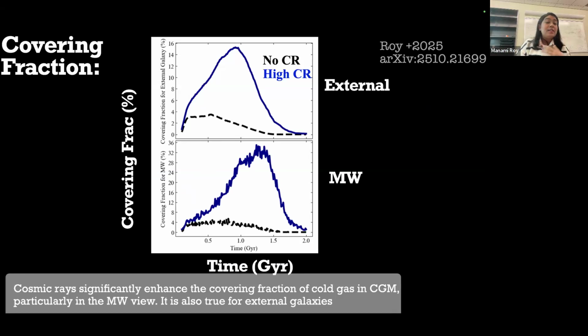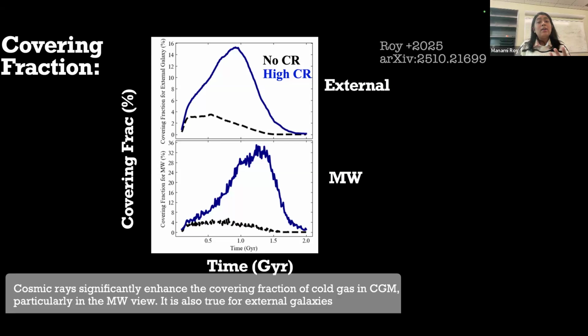Now, observers actually love to look at different properties. One of the properties people are interested in is the covering fraction. And for our Milky Way, looking at the high velocity clouds, people know that the covering fraction of the cold gas is extremely high in the Milky Way, which is like 90% or more than 90%. And people don't know how to create so much cold gas in the CGM. One of the ways you can do it, of course, is through satellite galaxies. And one of the ways you can increase the covering fraction is by including cosmic rays. So what we are finding here is that for even the external point of view and for the Milky Way, in the bottom panel, we are plotting the covering fraction over time, and the black line again is the no cosmic ray run, which is producing a very small covering fraction for the Milky Way and also for the external galaxy perspective.